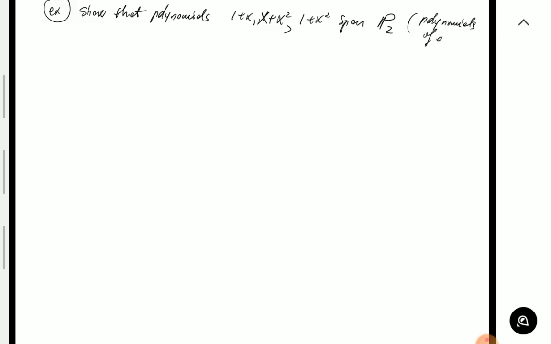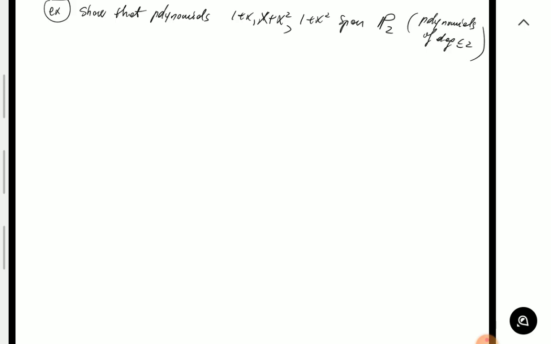All right, so actually, before we call it a day, let's do an example involving polynomials. Same question, because remember, vectors don't have to be matrices only. So let's show that the polynomials 1 plus x, x plus x squared, and 1 plus x squared span P2. Remember, that's the notation for polynomials of degree less than or equal to 2, right? That's another vector space.